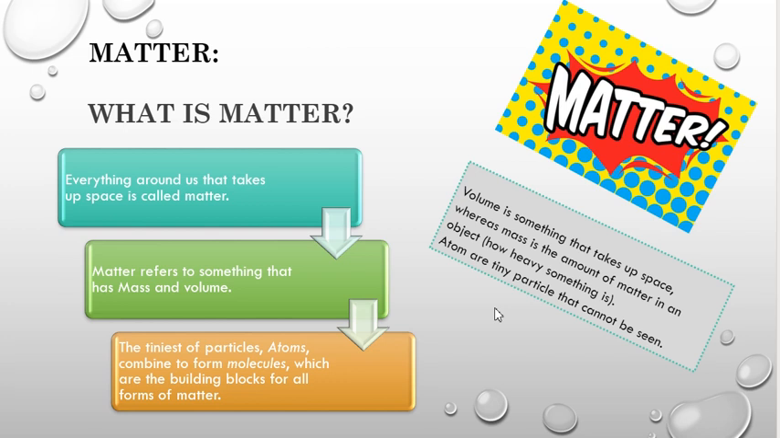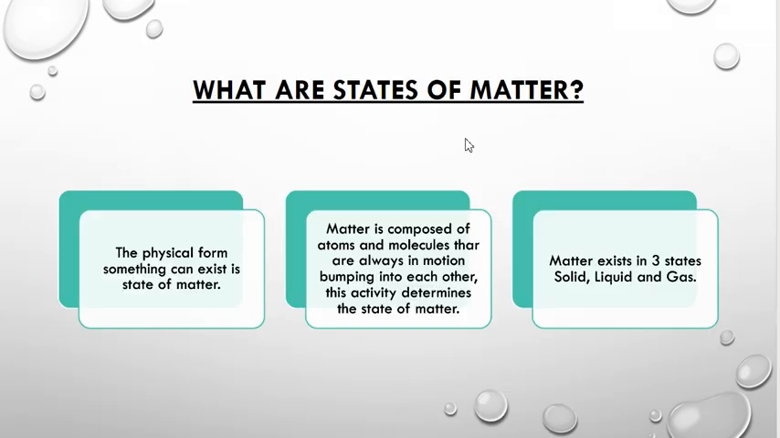And I've already told you that atoms are very tiny particles and that they cannot be seen. Now we know that matter is anything that is around us and it takes up space. Now let's talk about the states of matter. The physical form something can exist in is the physical state, or the state of matter.